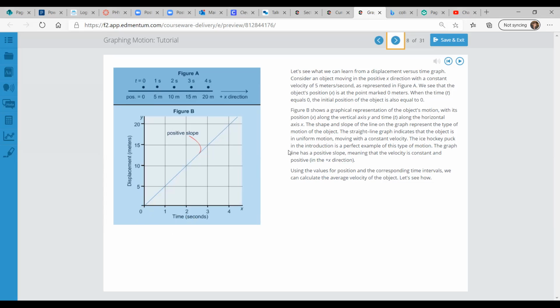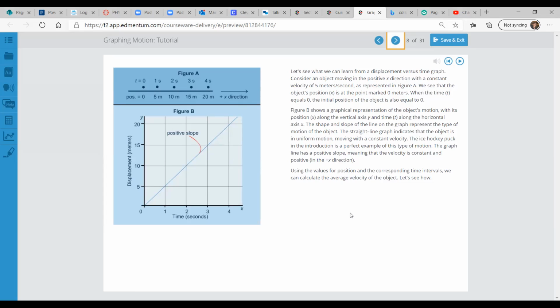The shape and slope of the line on the graph represents the type of motion. The straight line graph indicates that the object is in uniform motion, meaning the velocity is the same. Positive slope, straight line, constant velocity. The ice hockey puck is a good example of this. A positive slope means that the velocity is constant and positive.